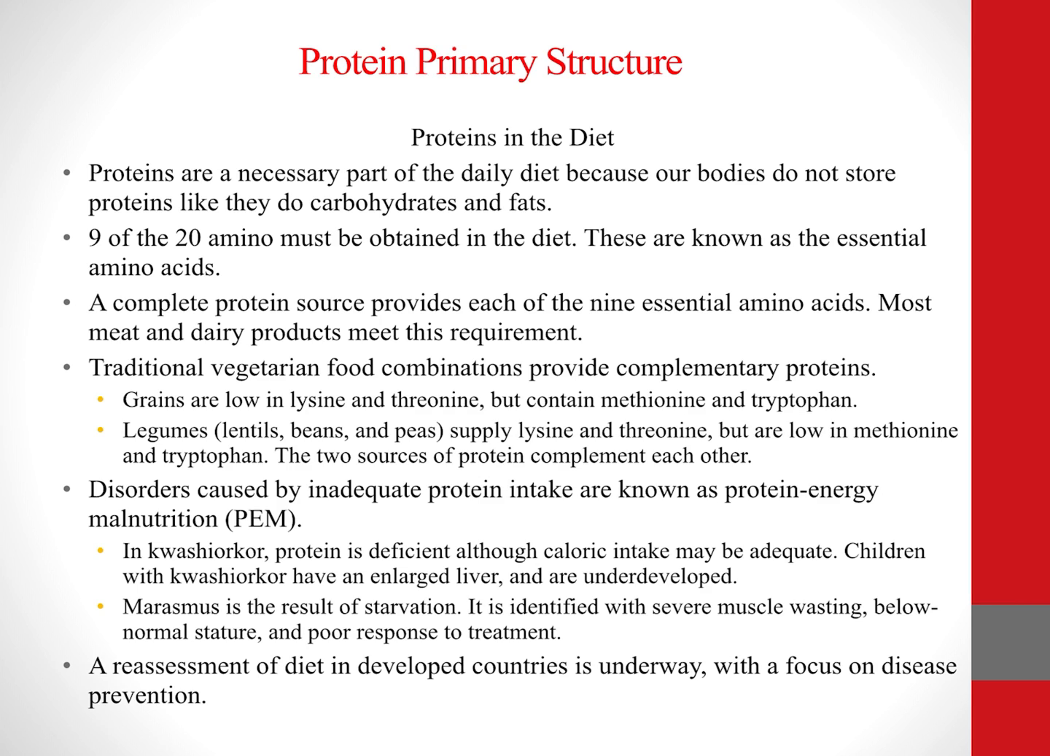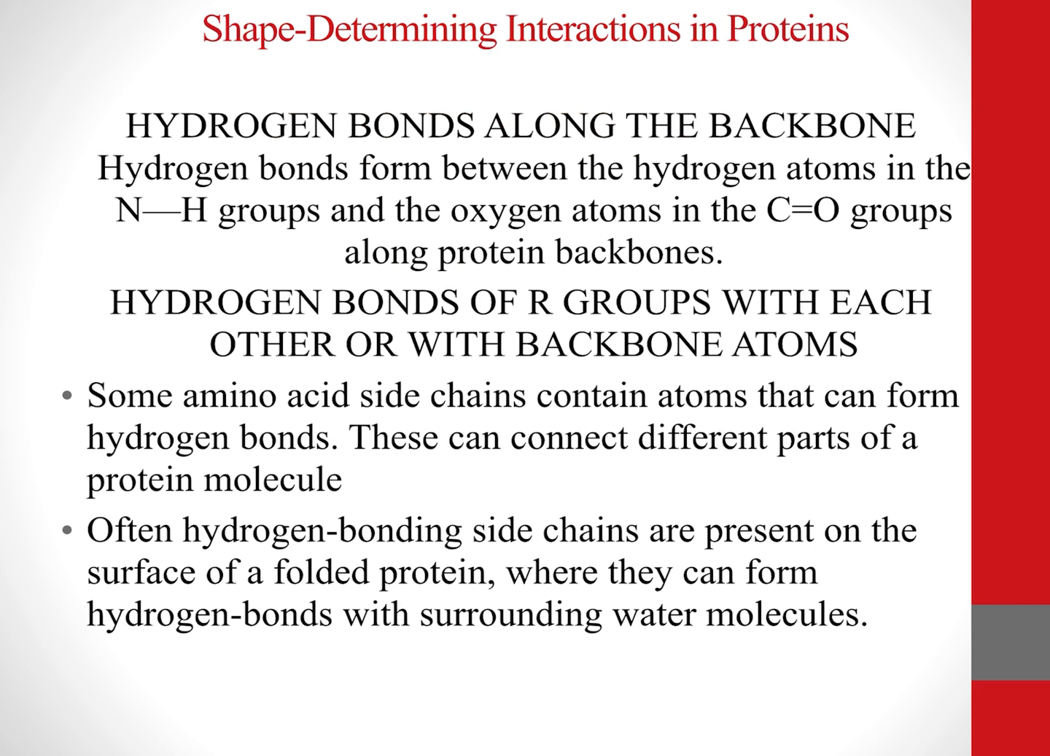But if you're a vegetarian, then you can get your source of protein in other things like legumes or grains. And then if you're not getting enough protein, you can get a disorder, protein-energy malnutrition. So anyway, there are things that happen when we're not getting enough protein in our diet.